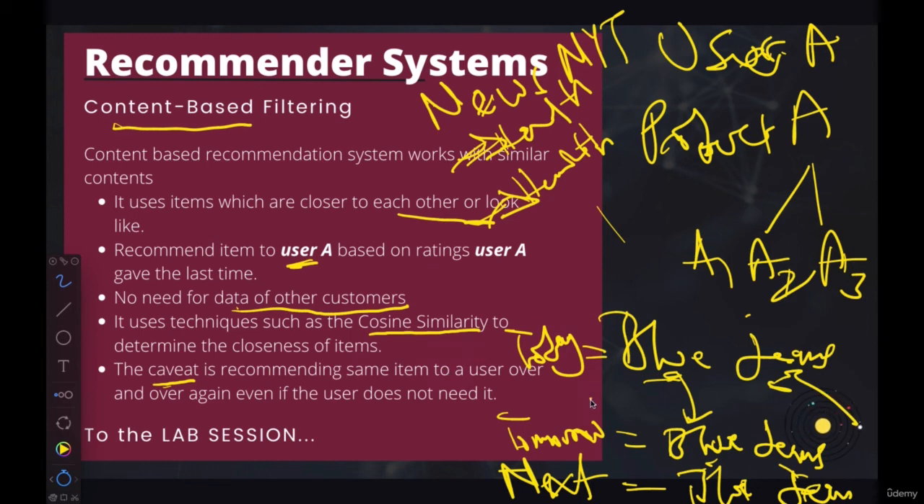Sometimes they can show you and you can still be interested in the new blue jeans they are showing you, and it's somehow good for them if you end up buying it again. But if they continuously bother you with blue jeans, you might end up not coming there again. So that is some of the caveats that you can find when it comes to content-based recommendation systems.